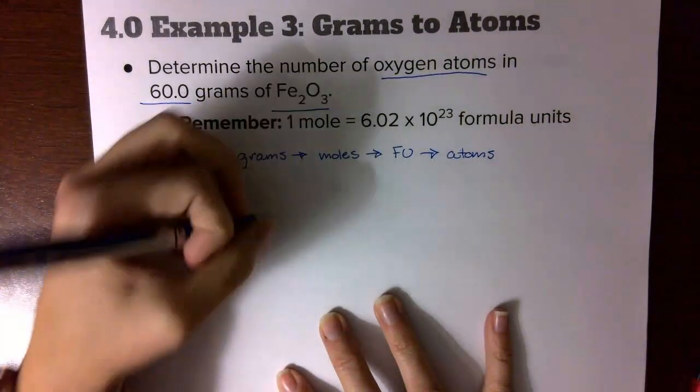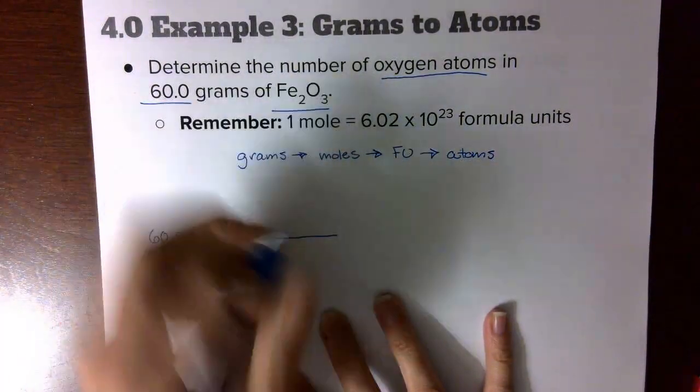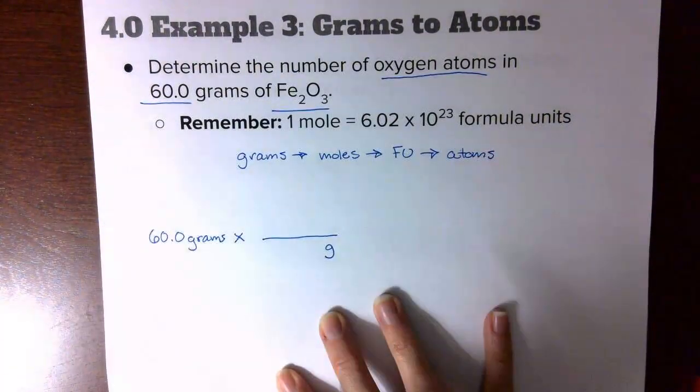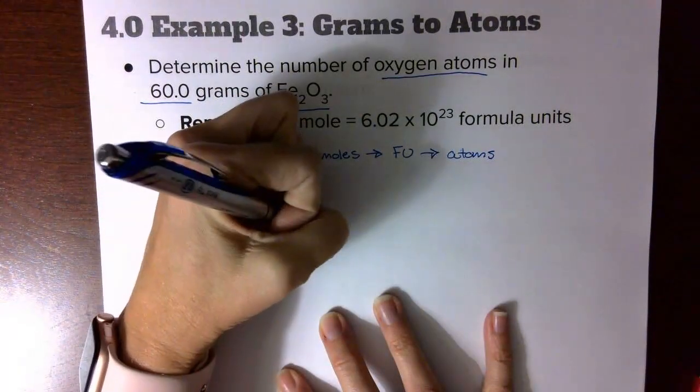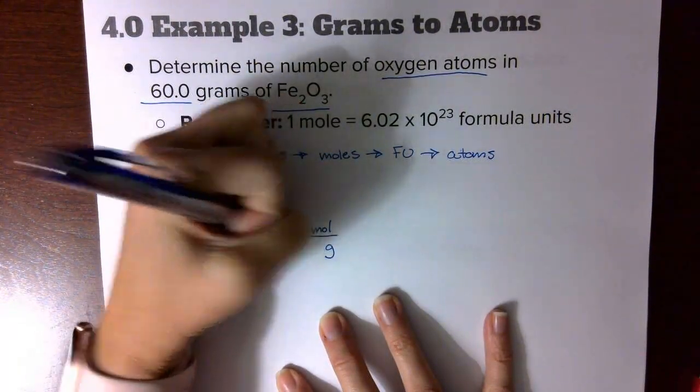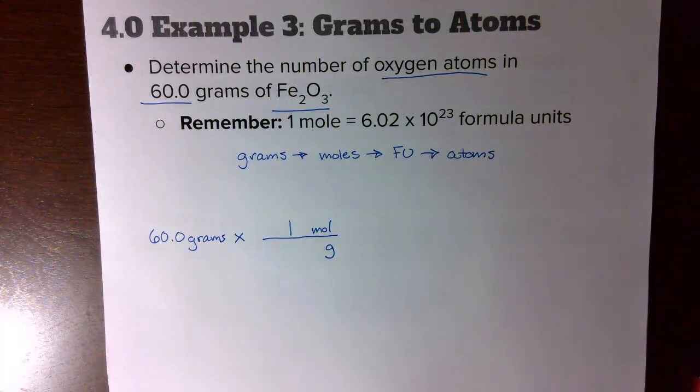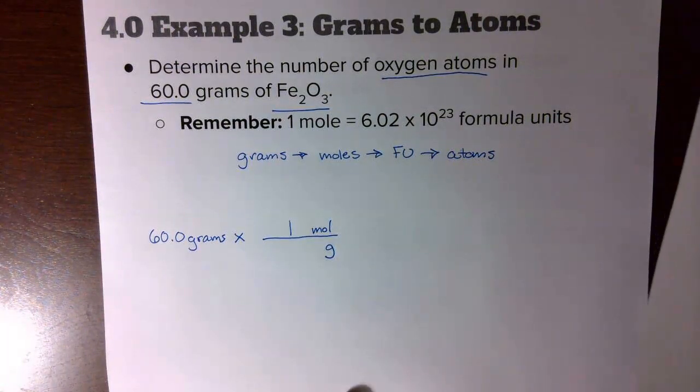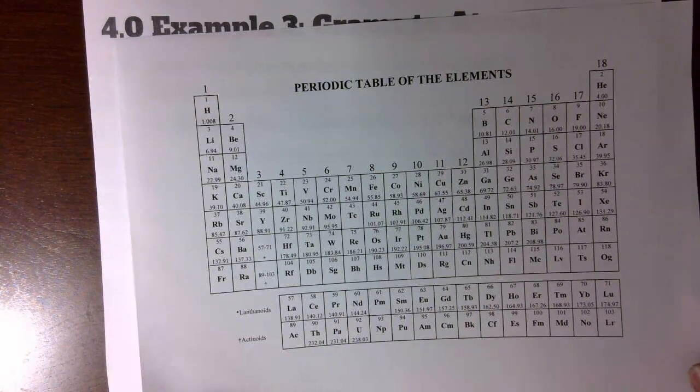So I've got my 60 grams. I'm going to do times in a line. If I want grams to go away, I'm going to put grams on the bottom, and if I want to get to moles, I'm going to put moles on the top. So we're going to look up and figure out the formula mass for Fe2O3. Means we're going to need to use our periodic table.